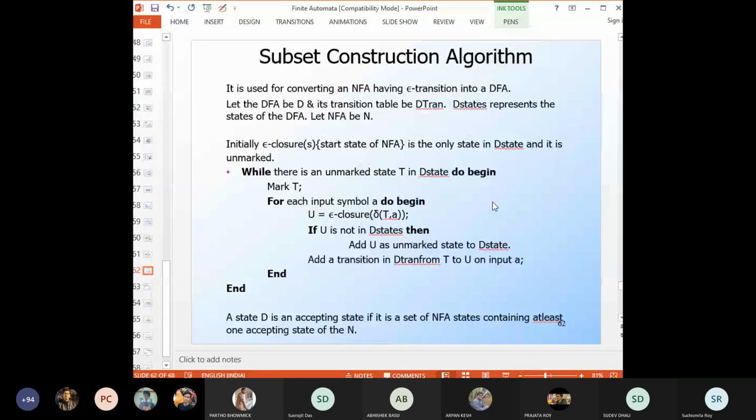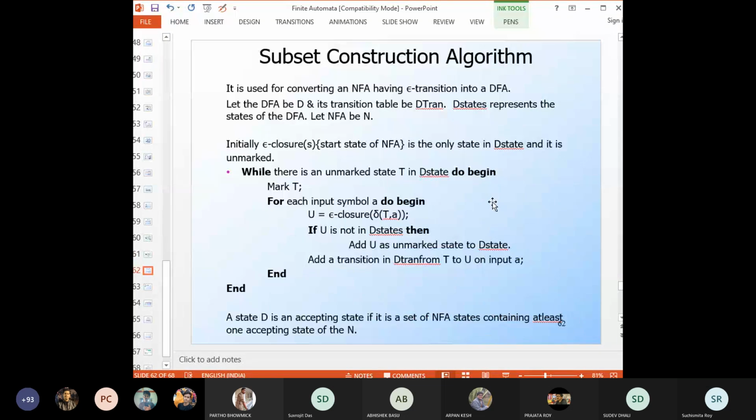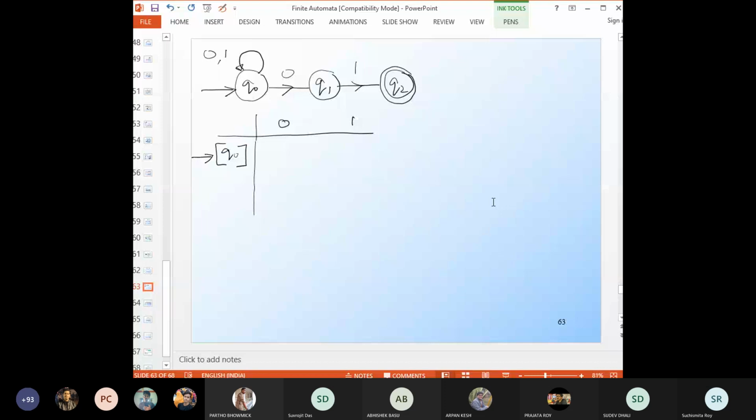Have you all been able to understand this algorithm? If you take the previous example, this NFA, and apply this algorithm, you will find this DFA which is shown here. So you have the initial NFA and the DFA worked out by applying this algorithm. But today we'll take another example. So work out this example now using the same algorithm as before.